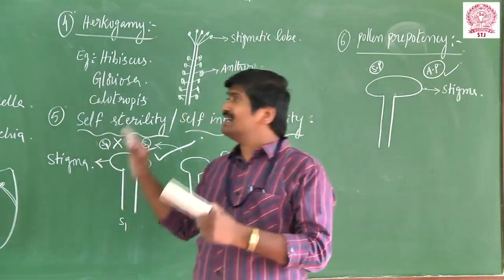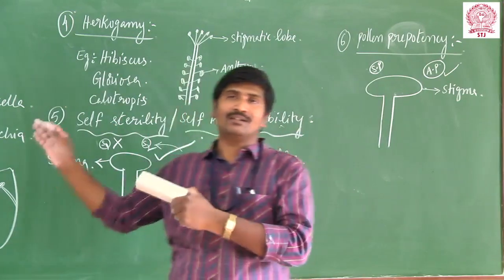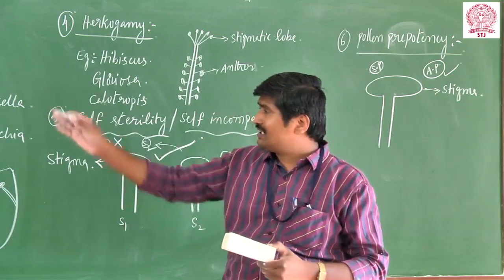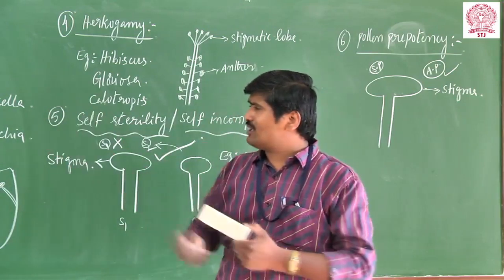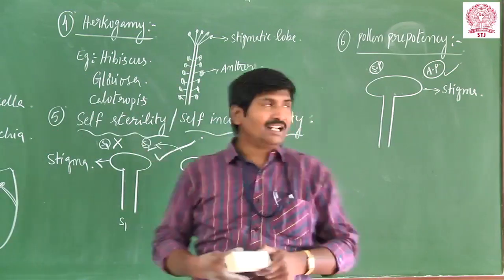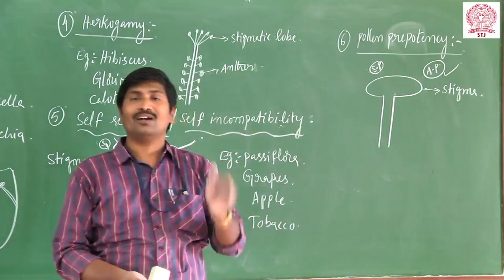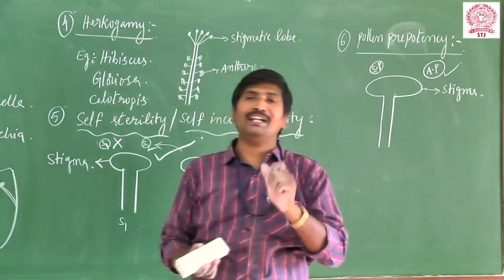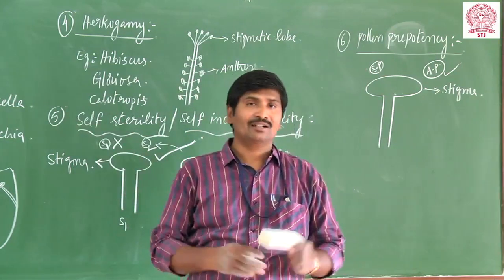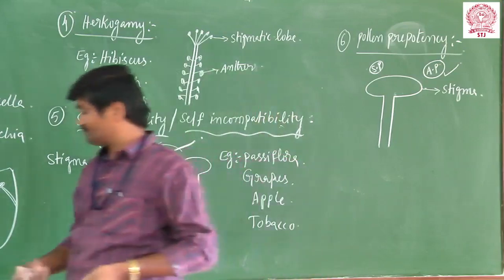These are the total six outbreeding devices for cross-pollination. That is dichogamy, heterostyly, hercogamy, self-sterility and pollen-free potency. These are the six outbreeding devices for cross-pollination. Next one, agents of pollination.